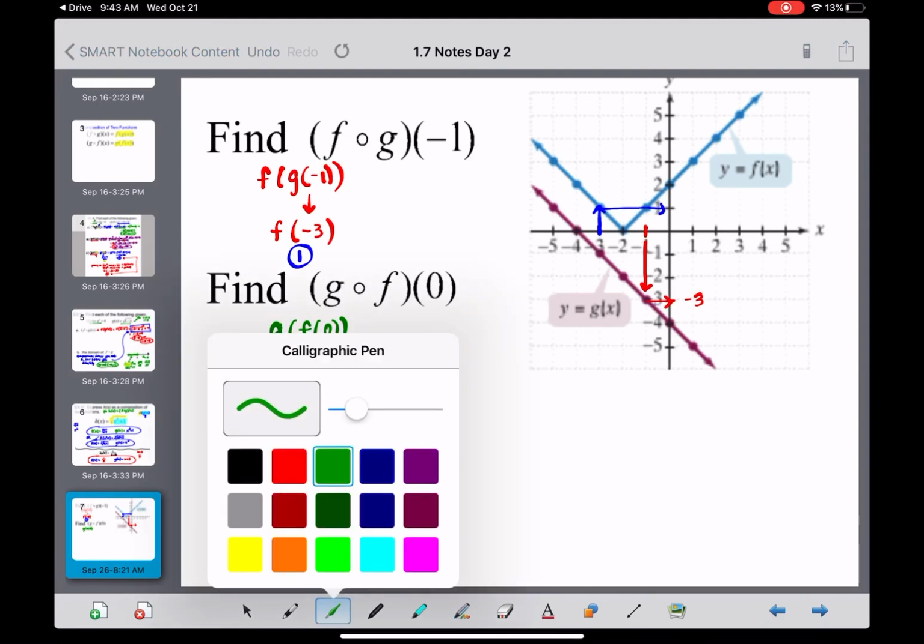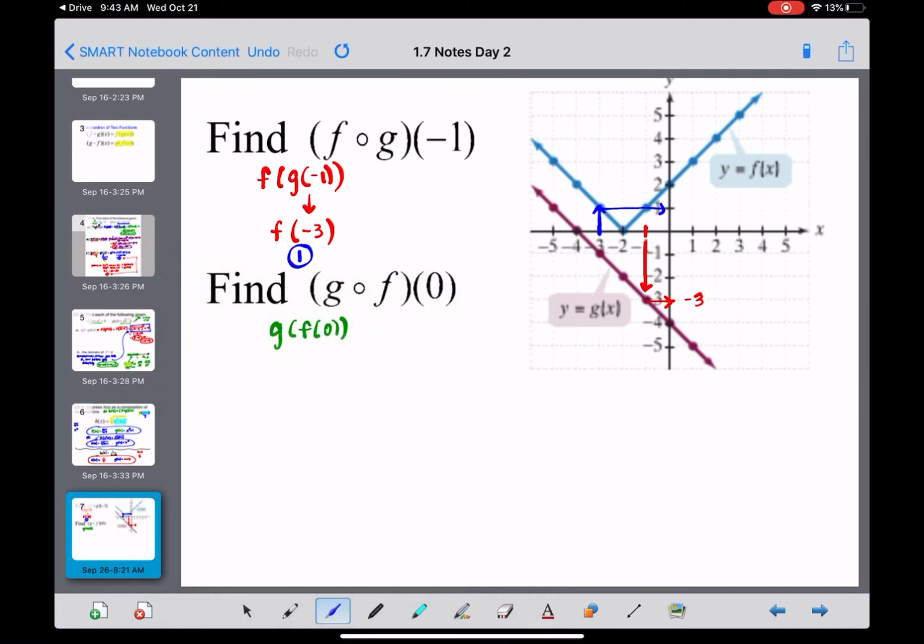So as I'm doing this one, I'm going to start with f of 0. So that's my blue graph. So I'm going to go to 0 on the x. I'm going to go up to my blue graph. My line is right there at 2. So f of 0 is equal to 2. So now I'm doing g of 2. So I'll go to positive 2. I'm going to go down to my graph till it hits the graph, and I'm going to go over. And again, this one is negative. So we would get -6. So that's all you're doing on those.